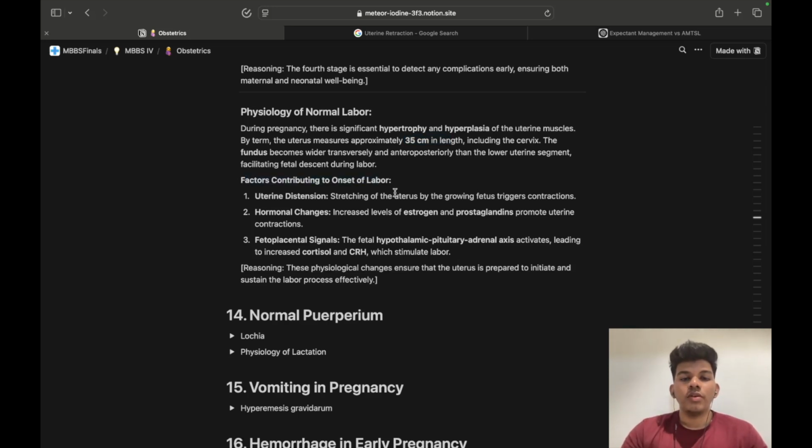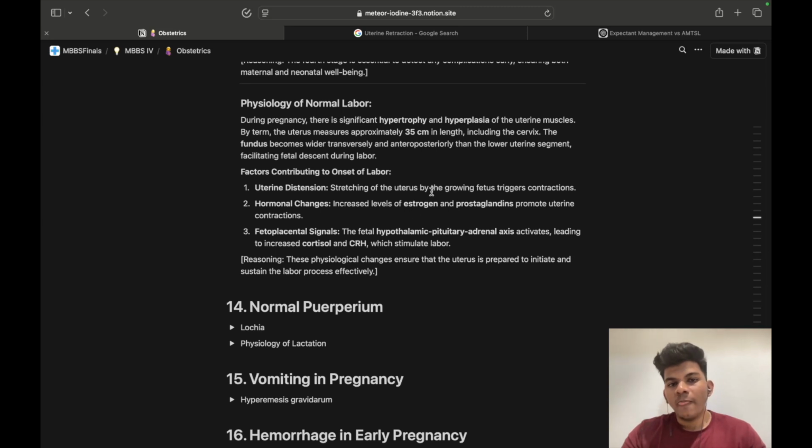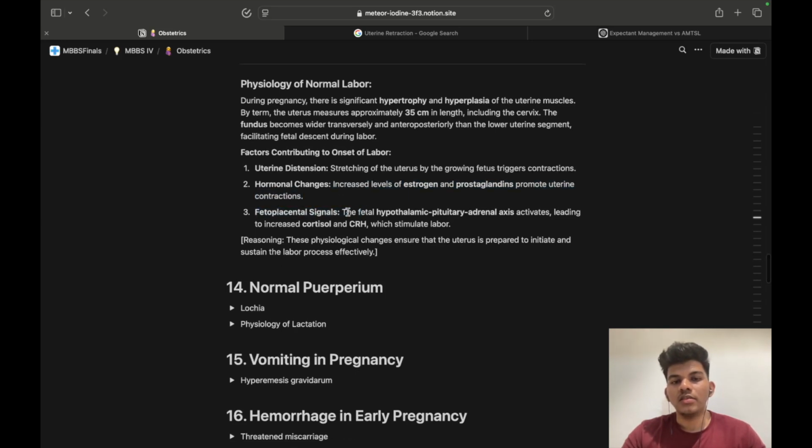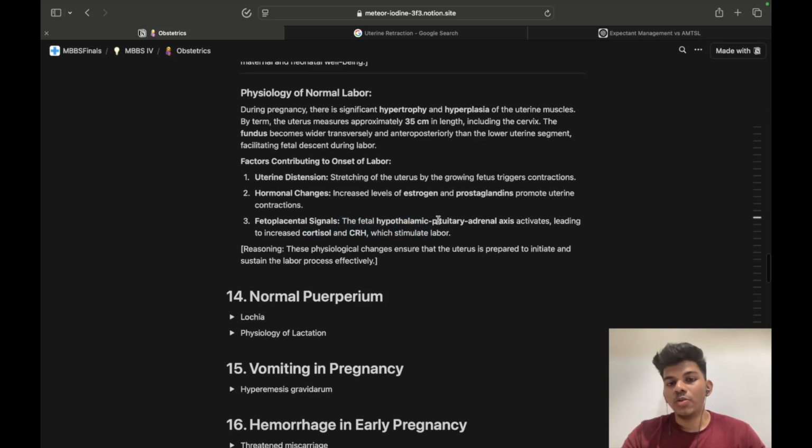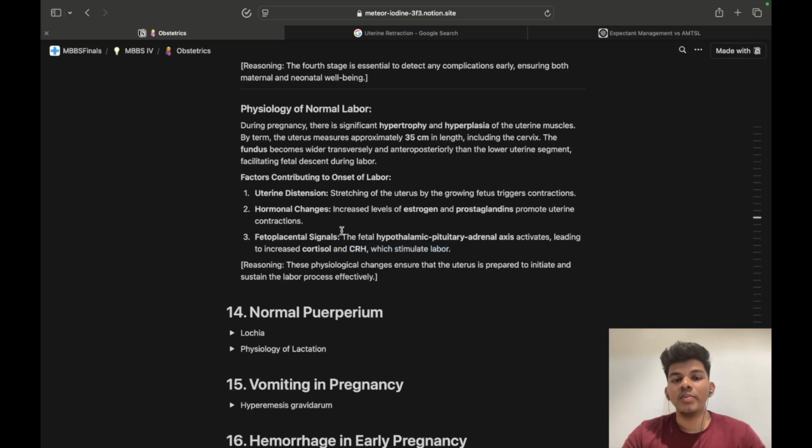Factors contributing to the onset of labor. There is uterine distension, hormonal changes, and fetoplacental signals. First, stretching of the uterus by the growing fetus triggers contraction. If you can remember the physiology of how oxytocin works during the onset of labor, the first initial trigger is the stretching of the uterus by the growing fetus. Then hormonal changes: increased levels of estrogen and prostaglandins promote uterine contractions. Finally, fetoplacental signals: the fetal hypothalamic-pituitary-adrenal axis activates, increasing cortisol and CRH, which stimulate labor. So these are the fetoplacental signals.